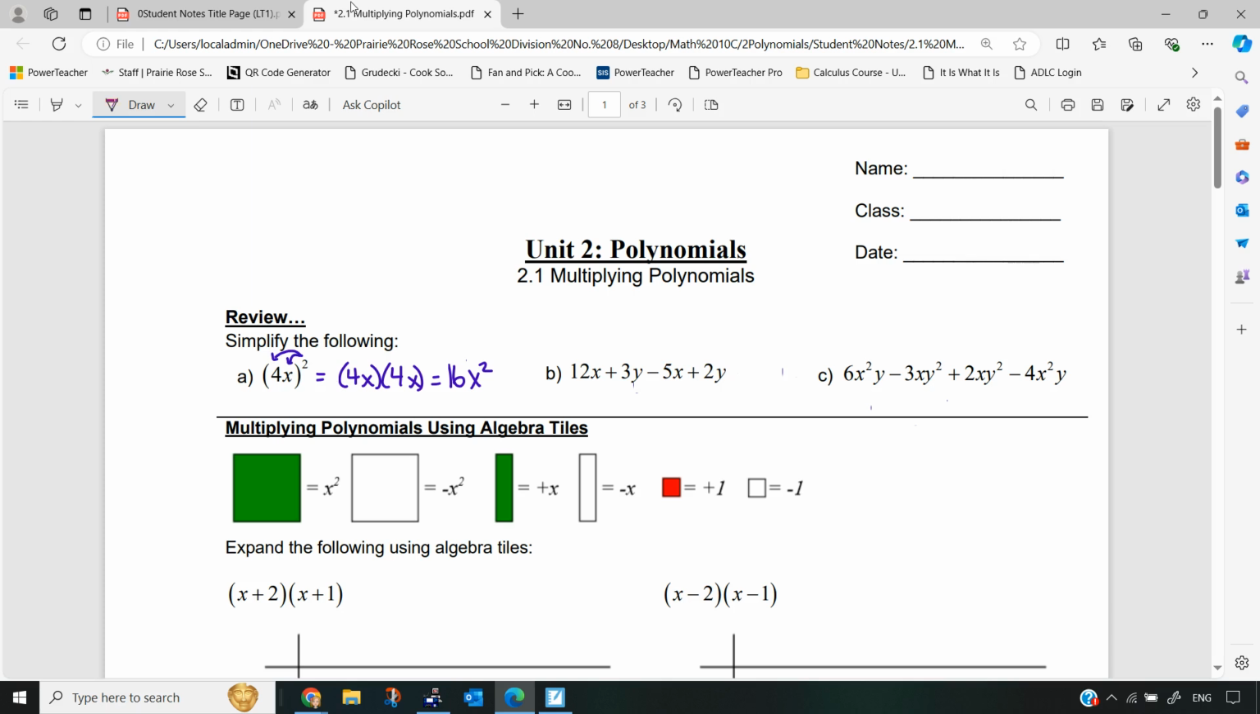In our next example, we want to simplify by combining like terms. So I have 12x and negative 5x. 12 minus 5 would be 7x. Notice that the variable stays the same. So it's like having 12 apples and you're subtracting 5 apples.